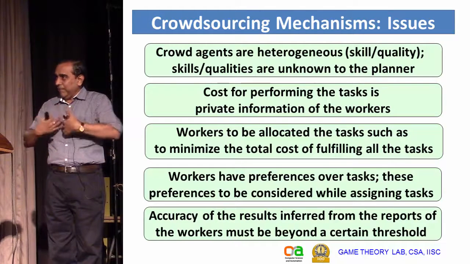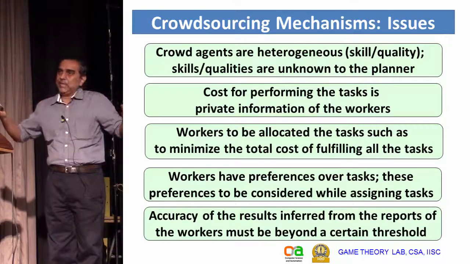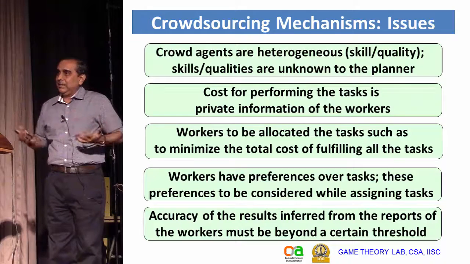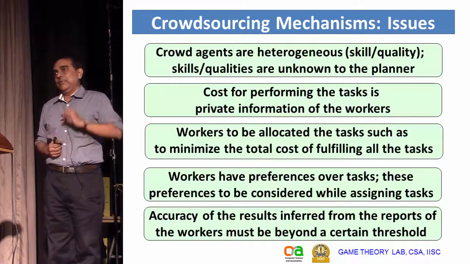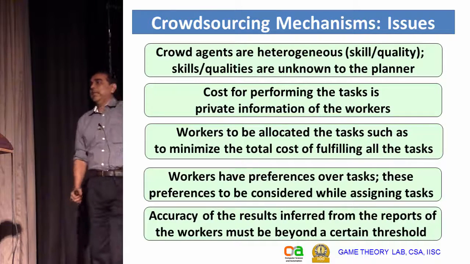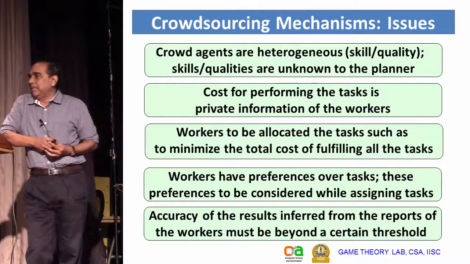They hold on to some private information. They will not reveal the true quality of performing the tasks and so on. So you are confronted with incomplete information. And it turns out that if you really want to effectively and scientifically design protocols for making crowdsourcing more effective, you need to use game theory and mechanism design.